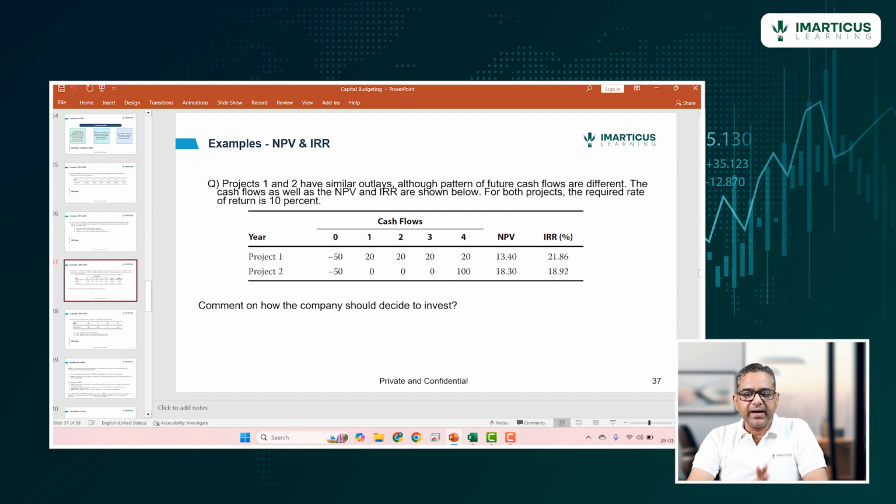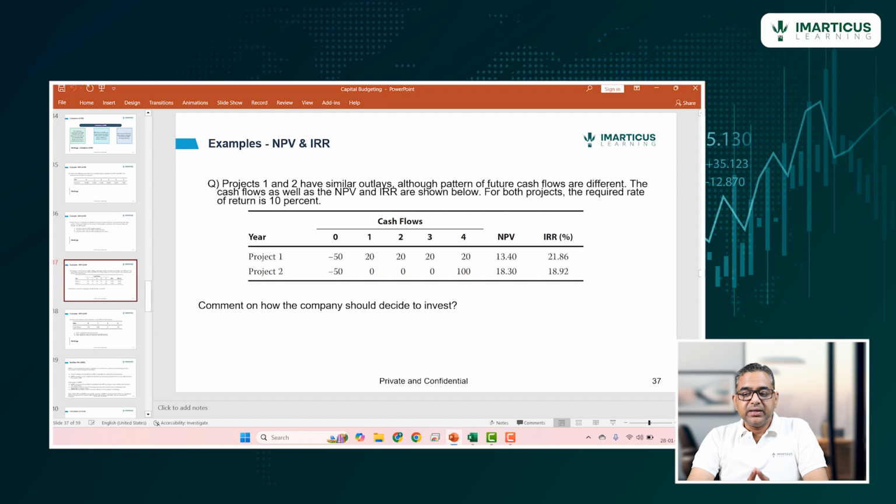Now let's look at IRR. The required rate of return is 10%, and both the projects are also generating a return of more than 10%. So as per the IRR decision making criteria as well, if IRR is greater than the required rate of return, we should go ahead with the projects. So in this case, what we can say is that if the company has the capital to invest in both the projects, they can take up both the projects.